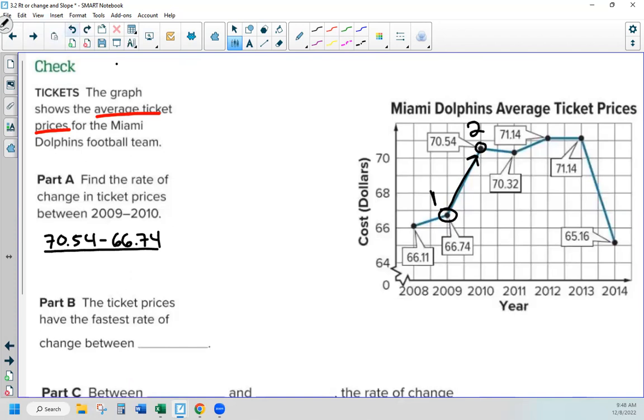The X value from my second point was 2010, and then the other one was 2009, the first one. So now what do we got here? The difference between these two numbers: 70.54 minus 66.74, we get 3.8. And then from this year to that year is just 1. Okay, 2010 minus 2009. So here it is, we got that pretty 1 underneath.